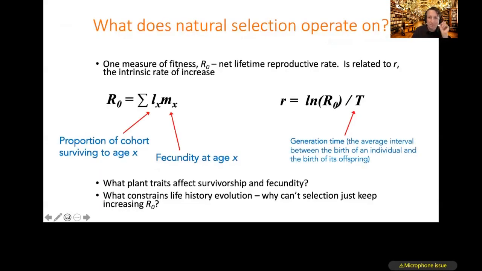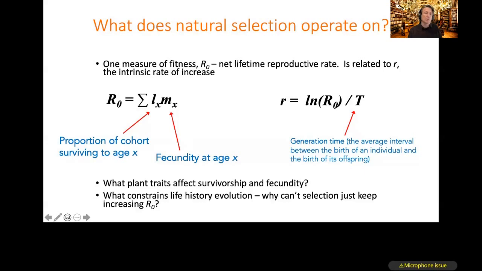All right, now we're going to use this to ask, what does natural selection operate on? So again, one measure of fitness, R naught, is the net lifetime reproductive rate. Now, early on in class, we introduced the intrinsic rate of increase, little r. Little r is related to R naught by this equation. Little r is the natural log of R naught divided by t, where t is the generation time of that phenotype. So remember, some phenotypes live short lifespans, others live long lifespans. So we can relate little r and R naught together.